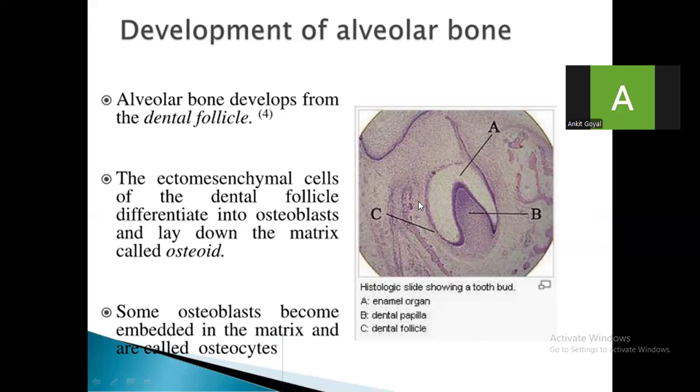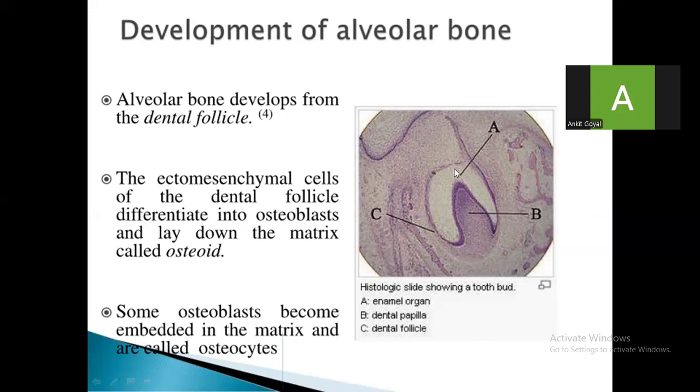Development of alveolar bone. Alveolar bone develops from the dental follicle. The ectomesenchymal cells of the dental follicle differentiate into osteoblasts and lay down the matrix called osteoid. Some osteoblasts become embedded in the matrix and are called osteocytes.